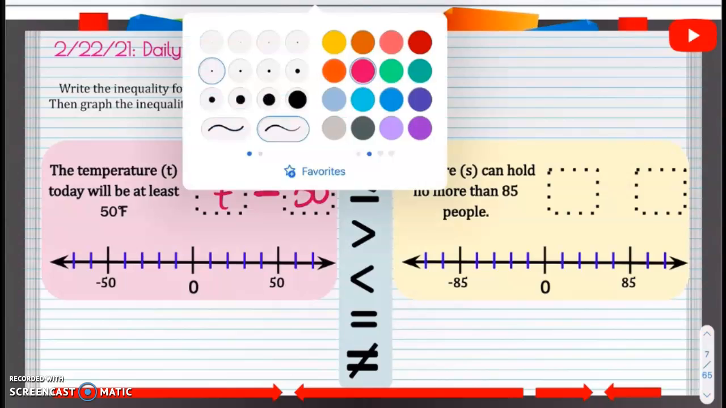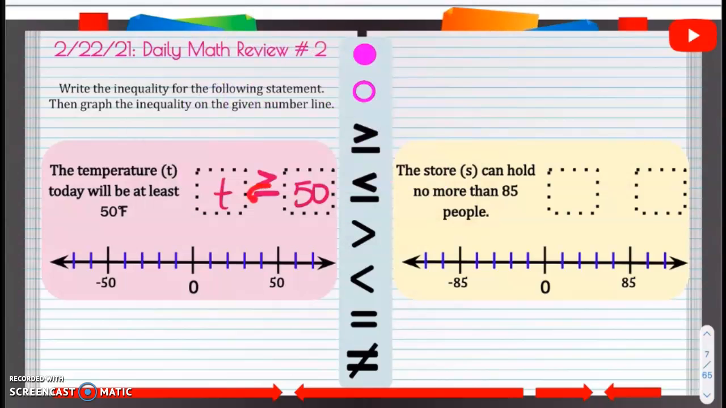So since we have that underline here, that or equal to, we are going to have a closed circle at 50. That closed circle is at positive 50, like it says here. Now, it's going to be shading to the right, or the positive, bigger than that. So we're going to shade to the right.